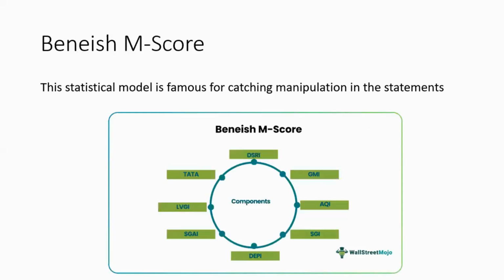There is a statistical model that you can use to see if a company is manipulating their statements or not. I have done this model on Enron, but before I show it to you, let's understand what this model says. In this model, we have 8 ratios. You can see in the image there. Each of the 8 ratios talks about a certain item.